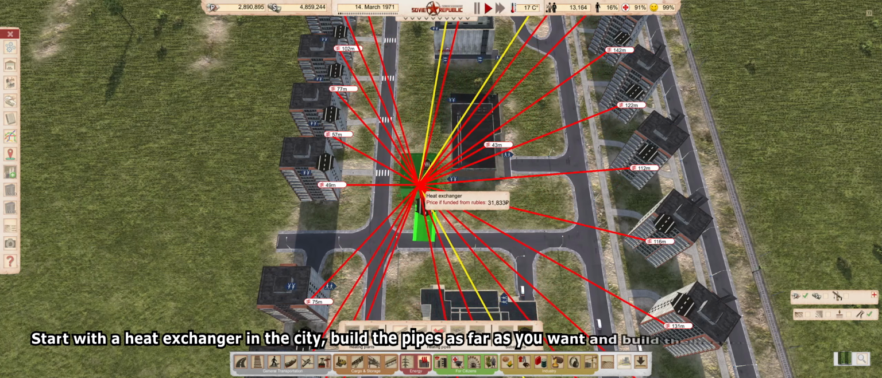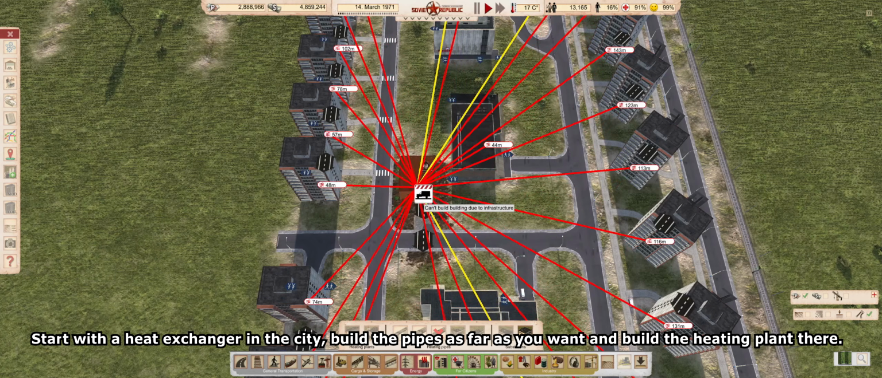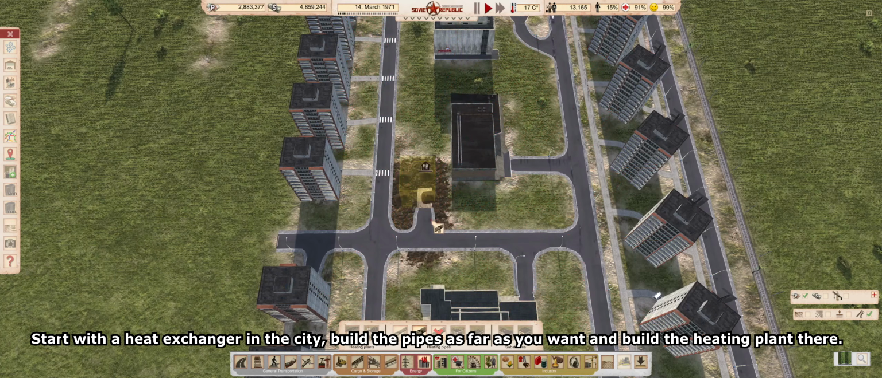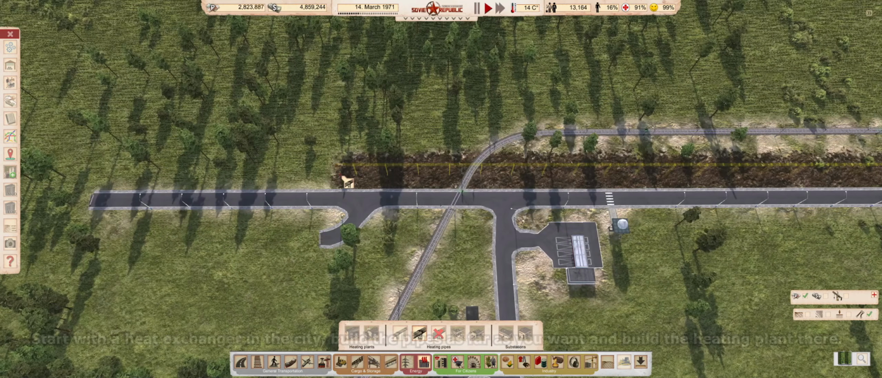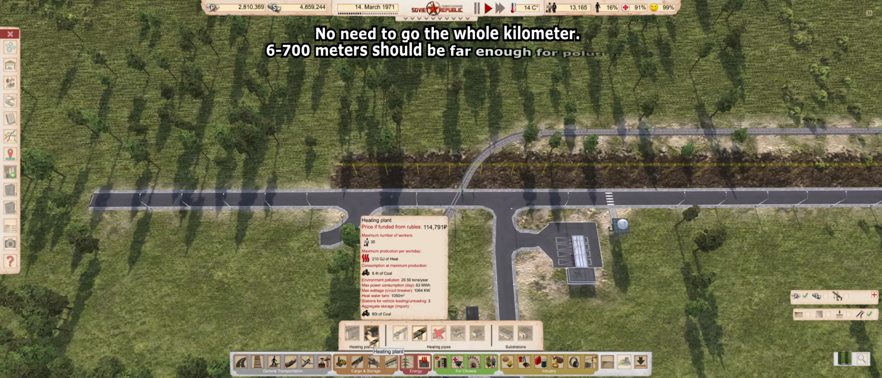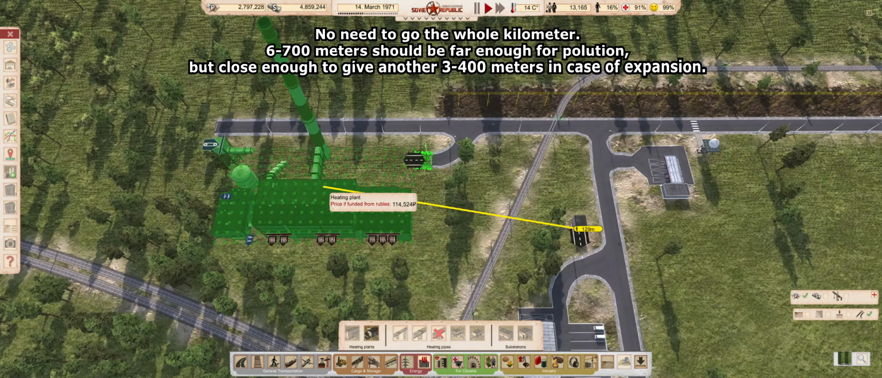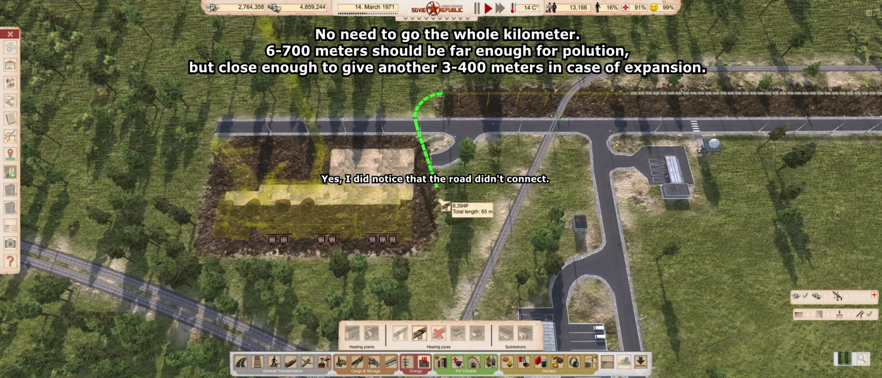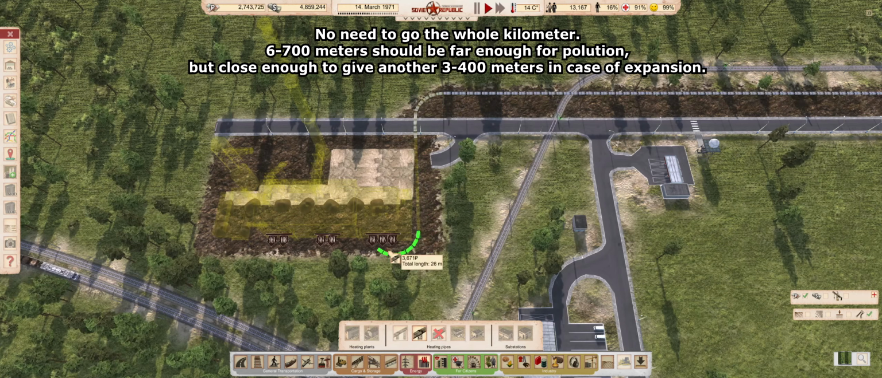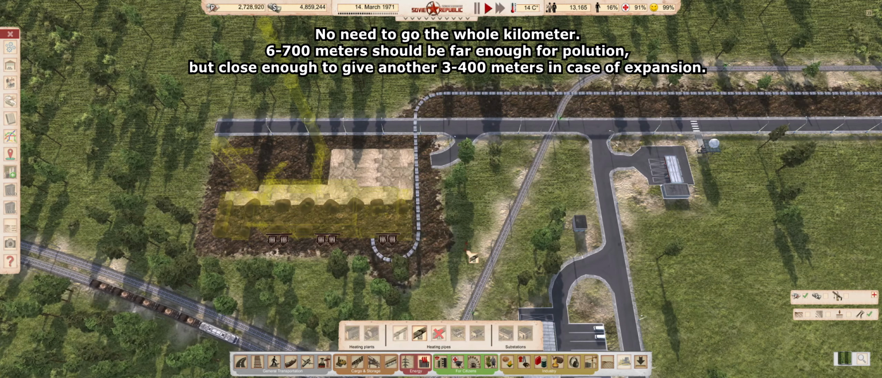So, instead of guesstimating the distance between your heating plant and your city, you can build the heat exchanger first, drag the pipe as far as it will go, and build the heating plant at that point. Just make sure you plan for the inevitable expansion of your town. Maybe don't go the full 1,000 meters, 600 to 700 meters should be fine. Far enough for pollution, but close enough for expanding further if need be.